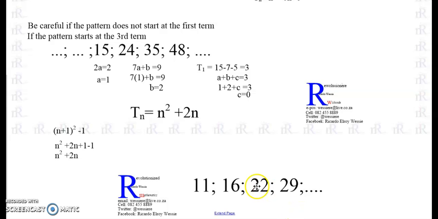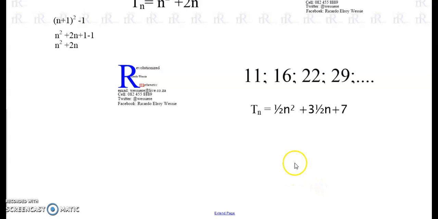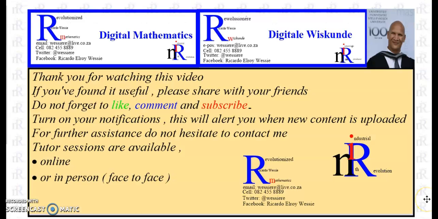Can you try to calculate the general term for the following number pattern? You may press pause and continue, and when you are done, you can reveal the answer. I trust you got to the answer of t of n is equal to a half n squared plus 3.5n plus 7.